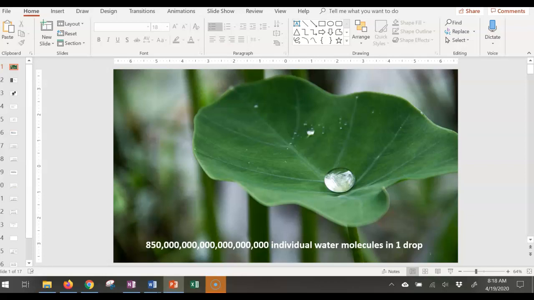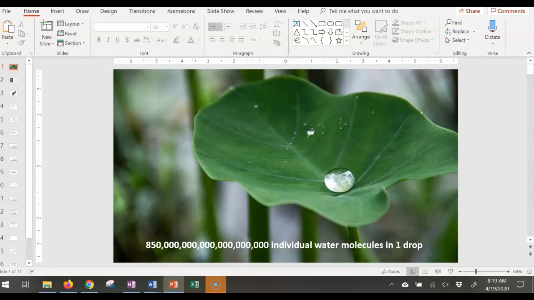Atoms are approximately 10 to the negative 10th meters in radius, and the shortest wavelength in the visible light spectrum is 380 nanometers, or 3.8 times 10 to the negative 7th meters. That means it's impossible for the human eye to see a single atom.